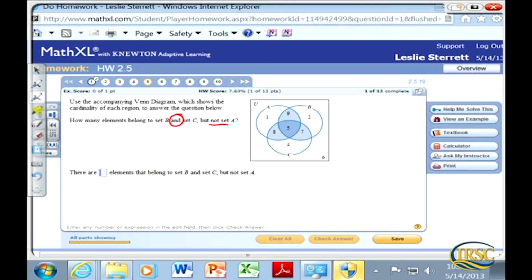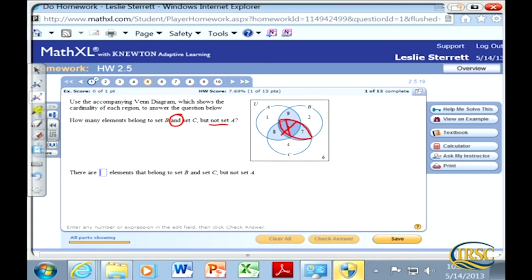Say that again. So B and C would not be 472. That would be or. So B and C is the intersection. So it's just 5 and 7. But then it said, but not A, so which number am I going to eliminate from that? 5. Okay, so your only answer here is 7.